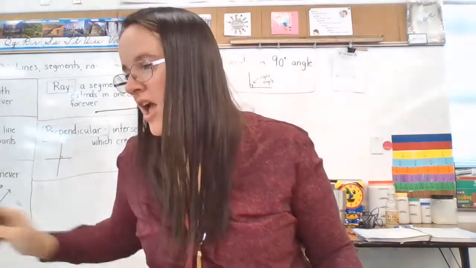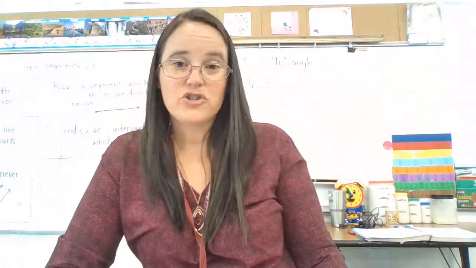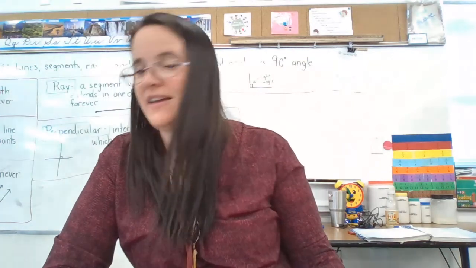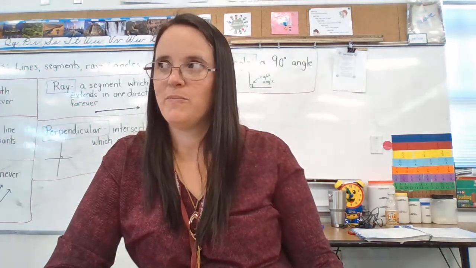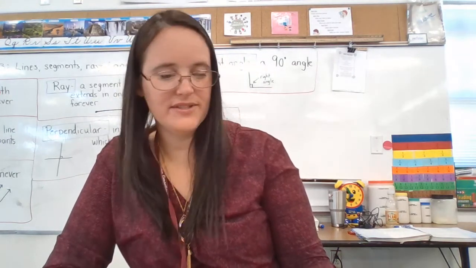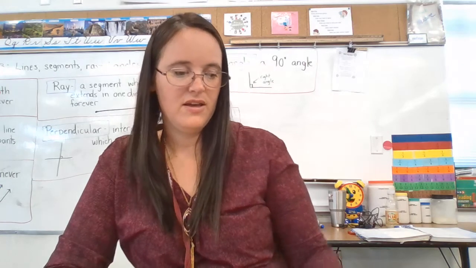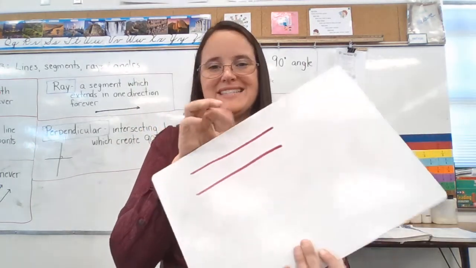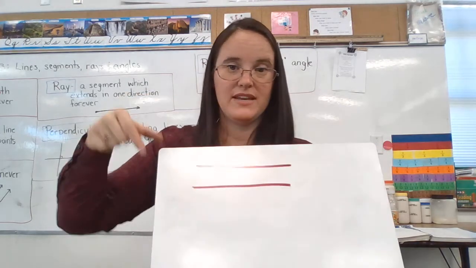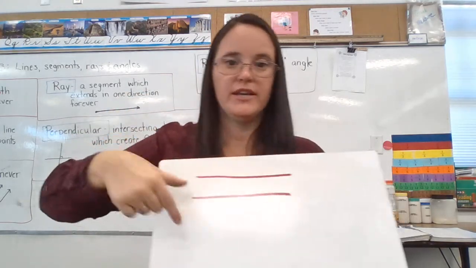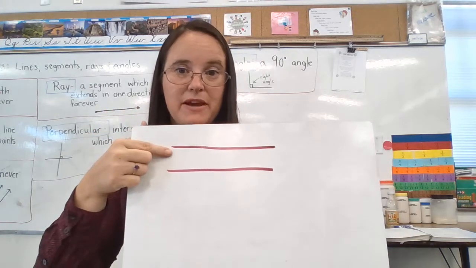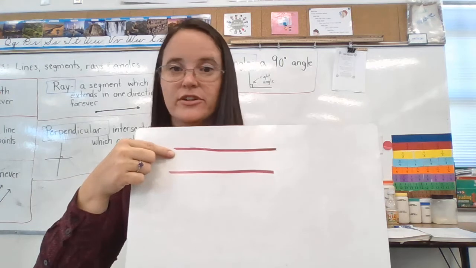Next problem. Are the rails of a train track parallel or perpendicular? How do you know? Well, we're talking about the rails of a train track. So I think what they're talking about is this. These two right here, the part that the wheels kind of chug on. So is that parallel or perpendicular? That's parallel. They will never ever cross.